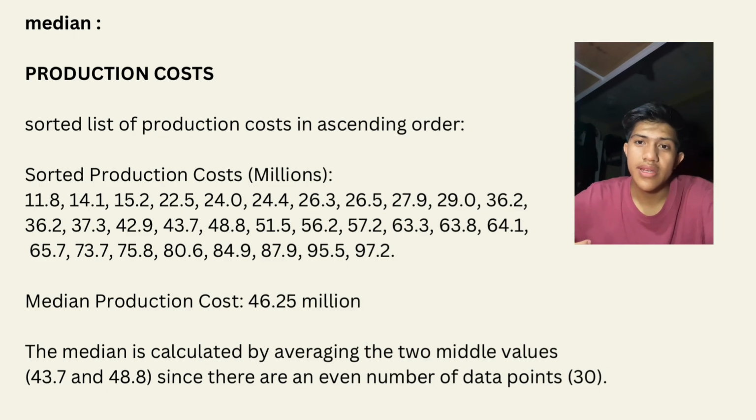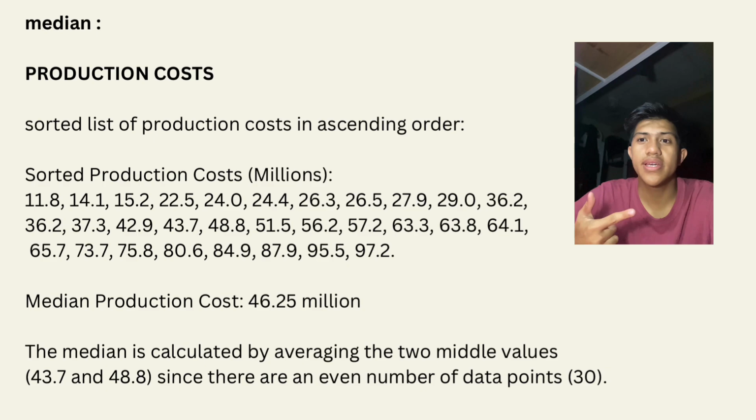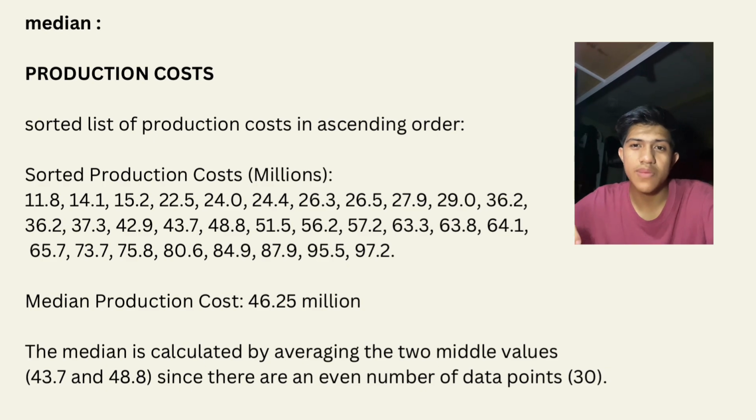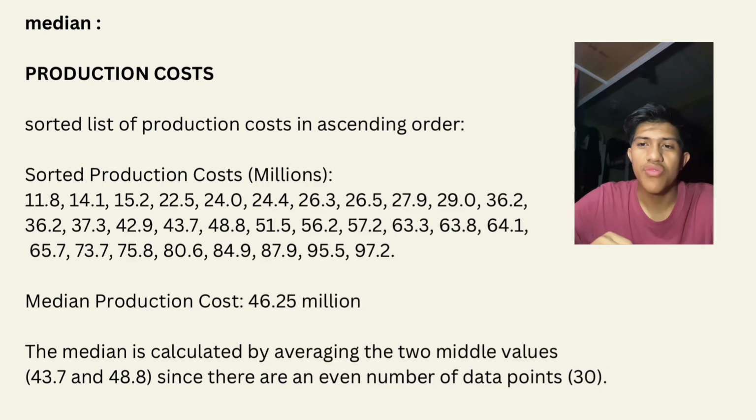So in summary, the measures of central location, which are mean, median, and mode, offer unique perspectives. The mean provides the average value, the median highlights the central tendency, and the mode identifies the most common values. So for production cost, the average is 49.47 million with a median of 46.25 million and a mode of 36.2 million.